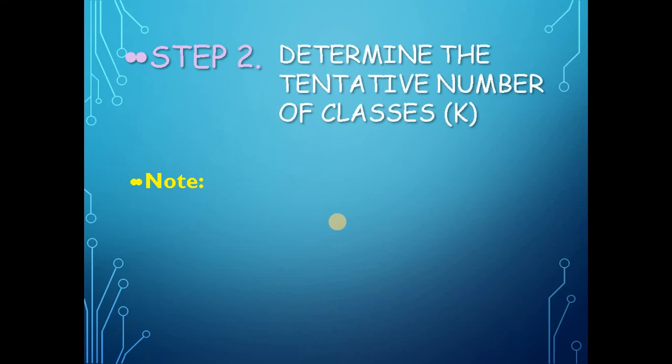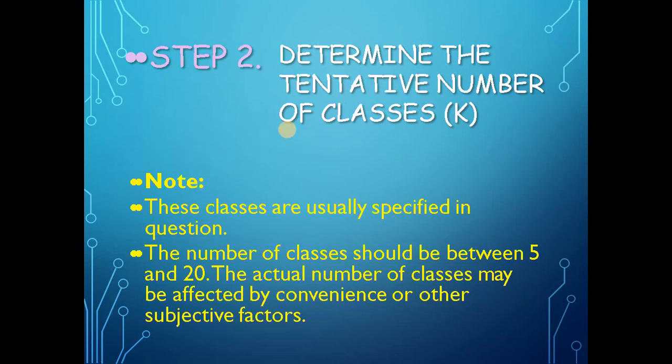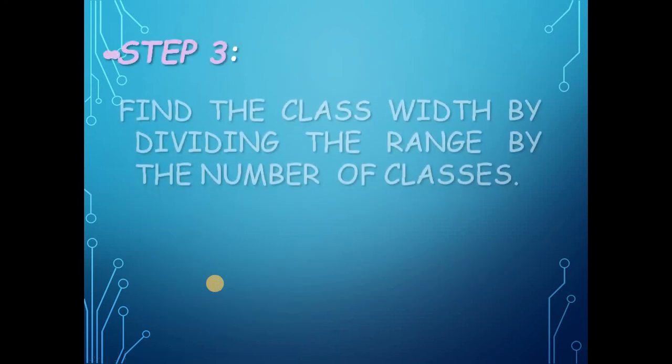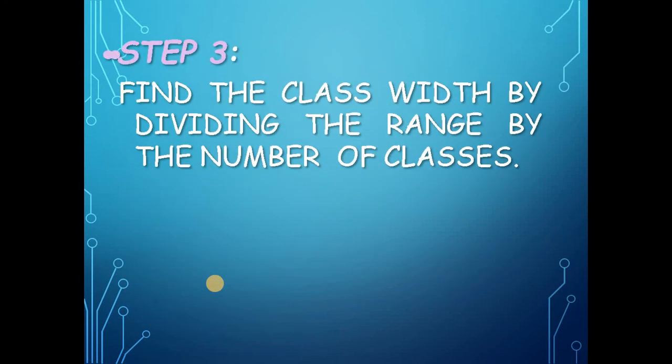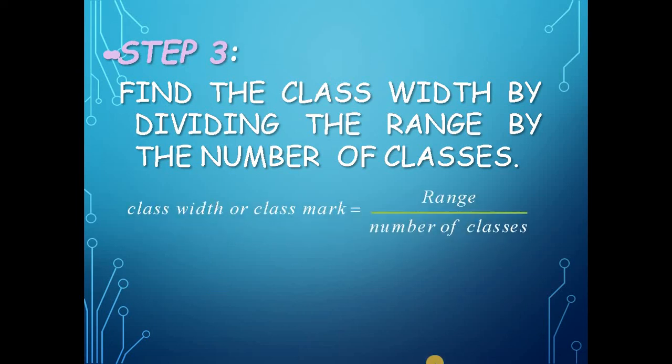Next, step 2. We determine the tentative number of classes. So how do we get the classes? These classes are usually specified in the question. The number of classes should be between 5 and 20. So no more than 20. That's too many. So a minimum of 5 to 20. Step 3. Find the class width by dividing the range by the number of classes. So we have the formula, the range over the number of classes. In short, C equal to R over K. So always round off if you can.